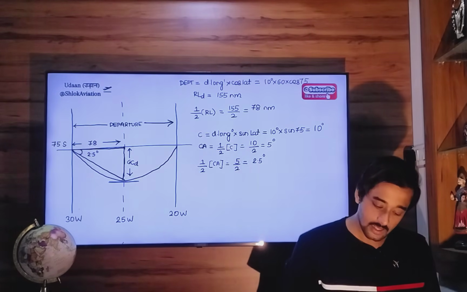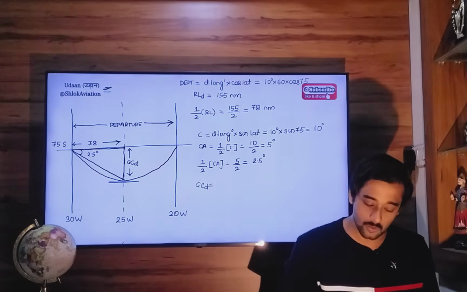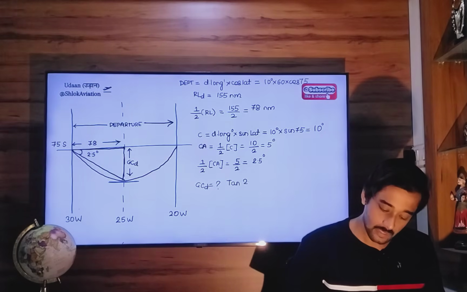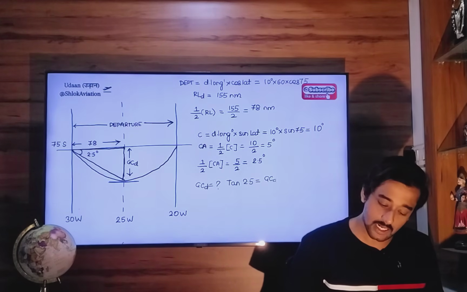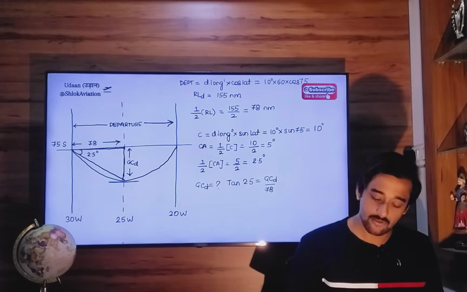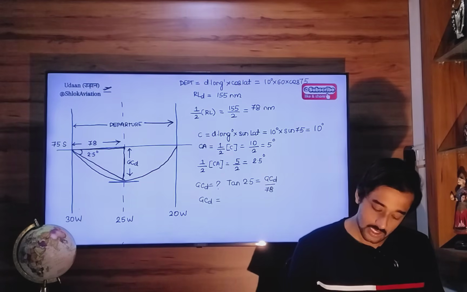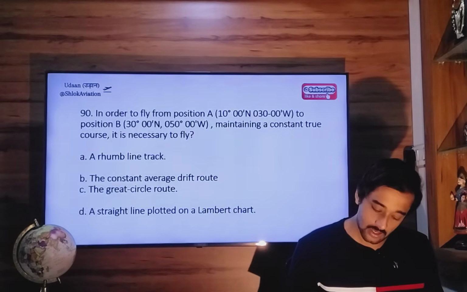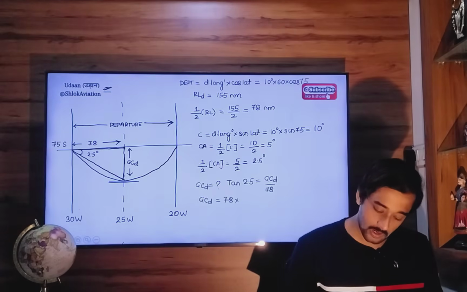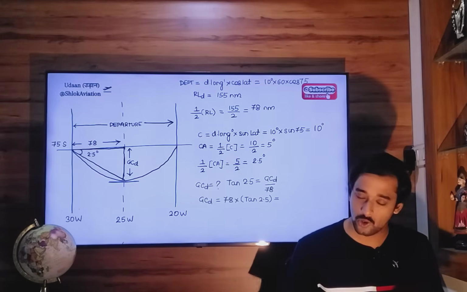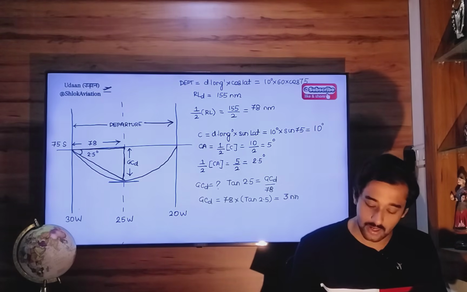Next, this great circle distance will be equal to how much? Now let's apply tan theta formula. Tan of 2.5 is equal to opposite side great circle distance divided by adjacent side 78 nautical miles. So great circle distance will be equal to 78 multiplied by tan of 2.5. So tan 2.5 into 78 is 3.4 nautical miles, or let's say 3 nautical miles.